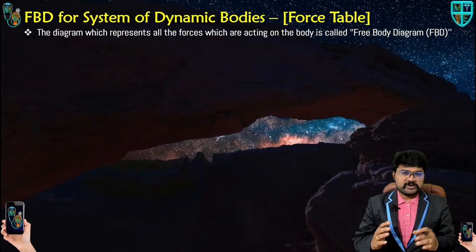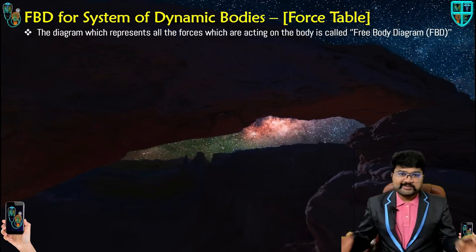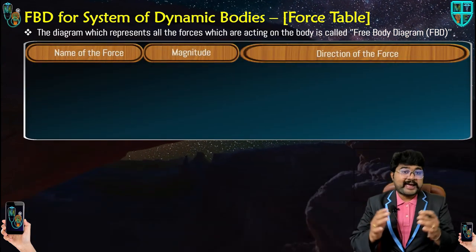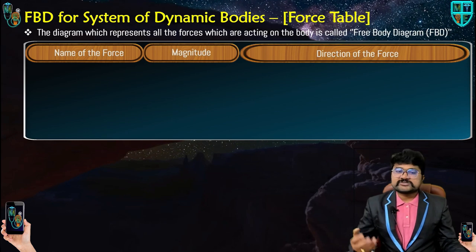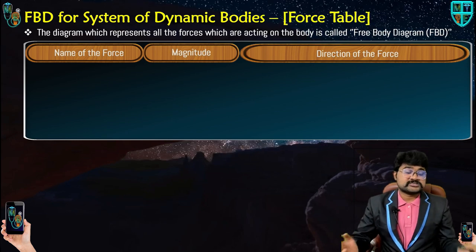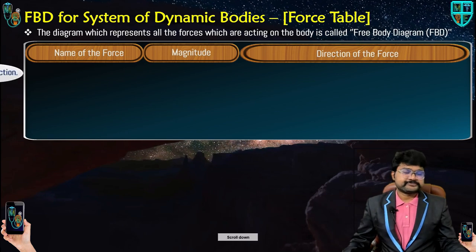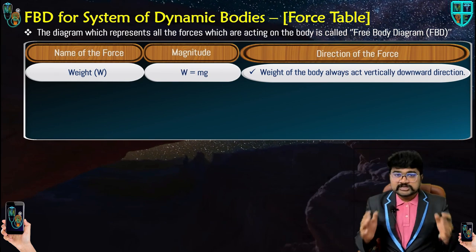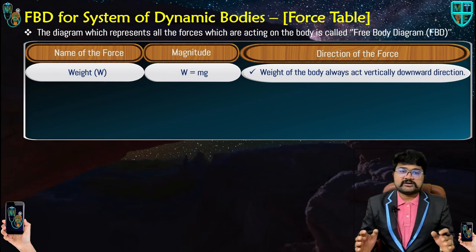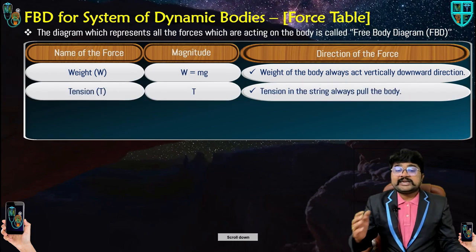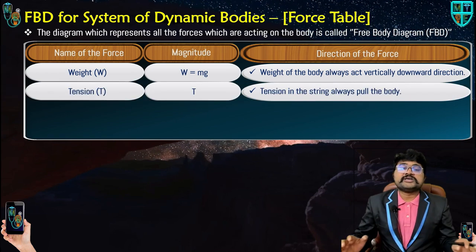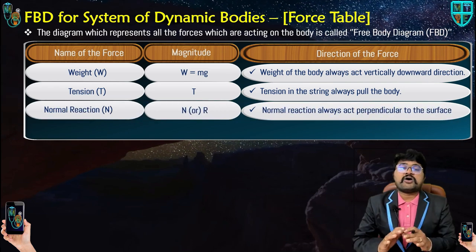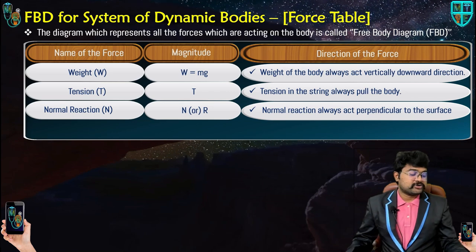In order to draw a free body diagram, you should know some fundamental points. See this, force is a vector quantity. It has both magnitude and direction. So first we can have a look at the different forces studied in physics. Weight equals mg. It is gravitational force. It always acts vertically downward. Tension in the string always pulls the body. Normal reaction at a contact surface always acts perpendicular to the surface.